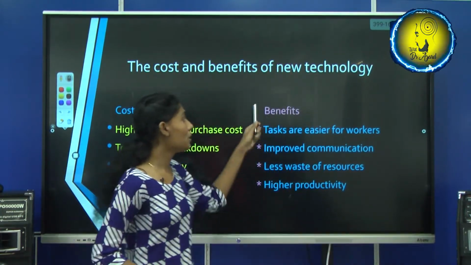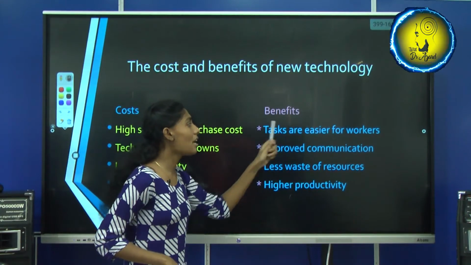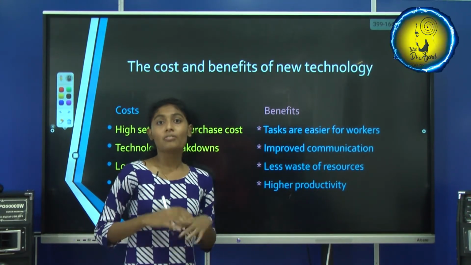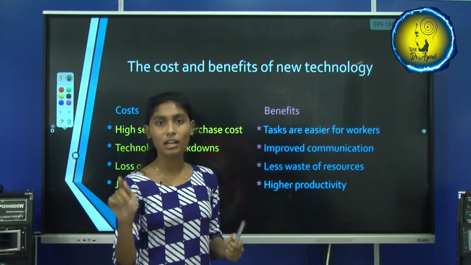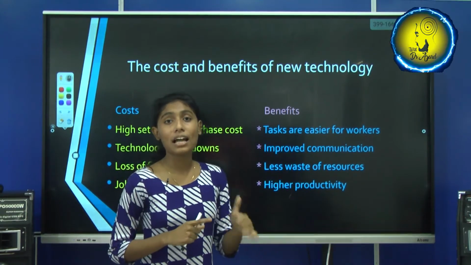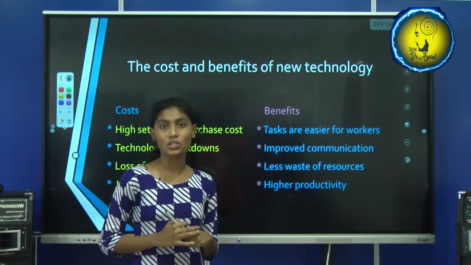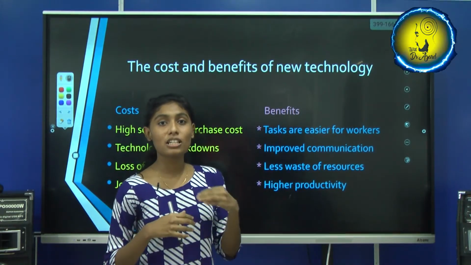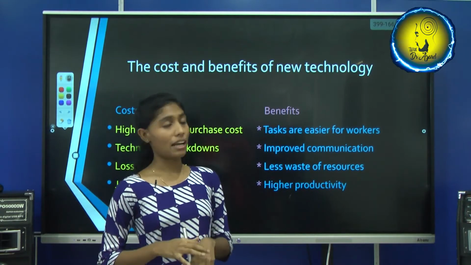Once it comes to the benefits, what are the benefits of this? The first benefit is that the tasks are easier for the workers. For the workers who are working, these are very easy. Just press one button and then the whole process is done. So there will be high productivity with fewer workers. Then we have improved communications. Communication will be very easy because there will be fewer workers and high technique products.